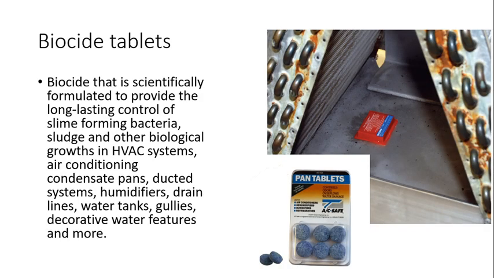Biocide tablets. These are tablets that you usually put in something that's holding water to keep bacteria from forming. You don't want to put this in a glass you're going to drink out of, but in the pans of air conditioning systems or swamp coolers or humidifiers, where there's standing water. This keeps bacteria from growing.